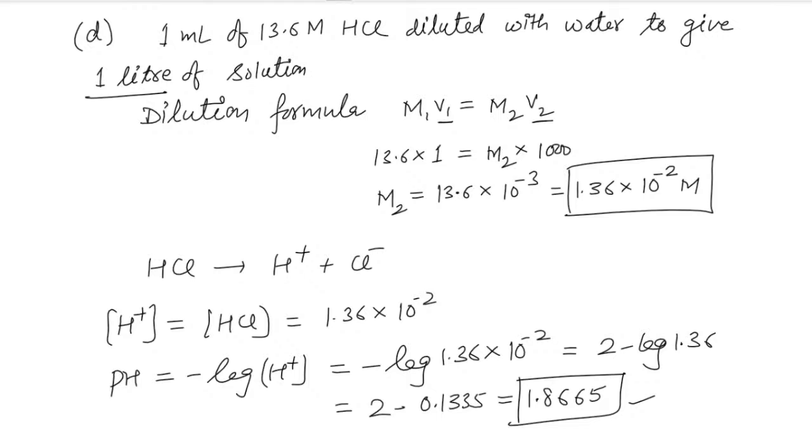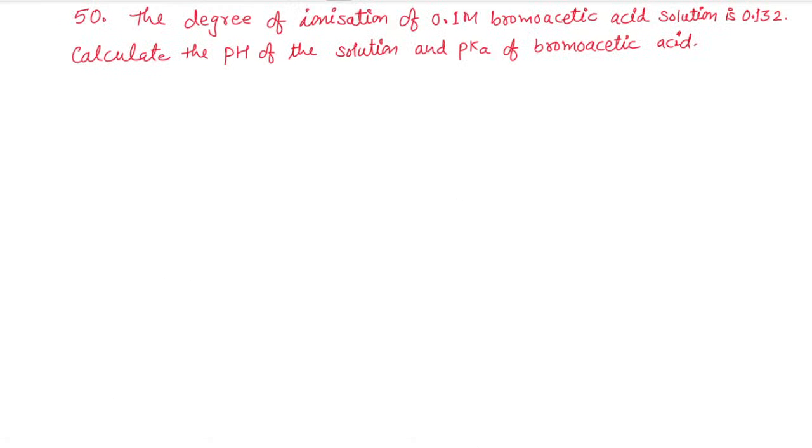Okay, so the C part you should do. Question number 50. The degree of ionization of 0.1 molar bromoacetic acid solution is given to you, that is 0.132. So calculate the pH of the solution and the pKa of bromoacetic acid.